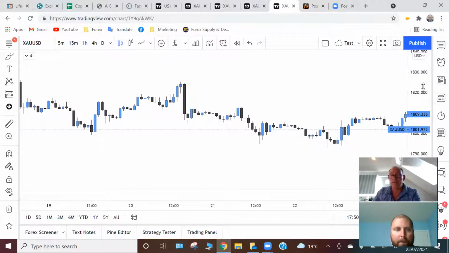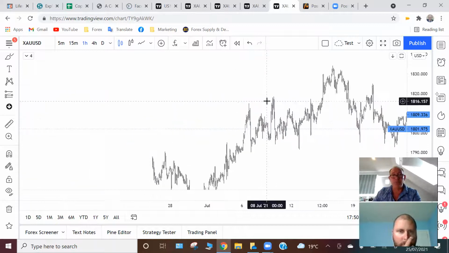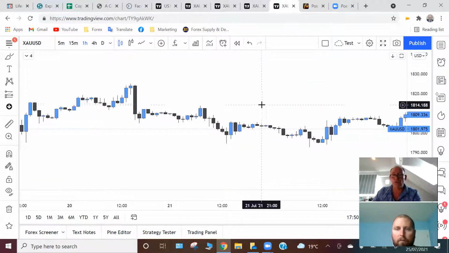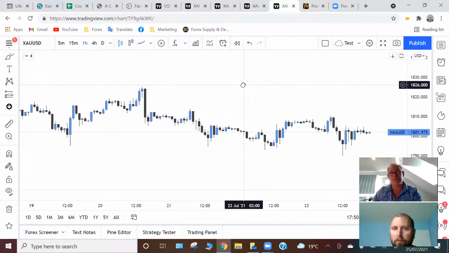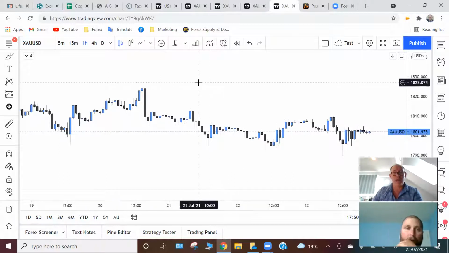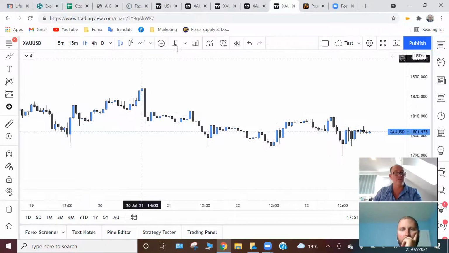Let me remove that there. All people say to me is, where is it going next? Nobody knows. We have a few tools to tell us, but the name of this is the Matrix Cash Machine. I'll explain why. So we've got a high here, we've got a low there, just generally looking for high and looking for low.